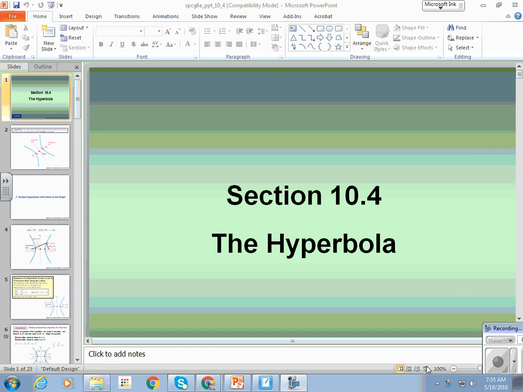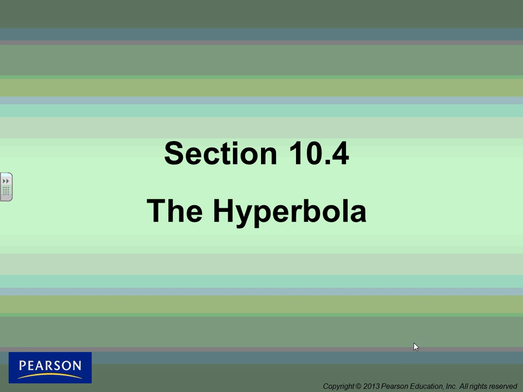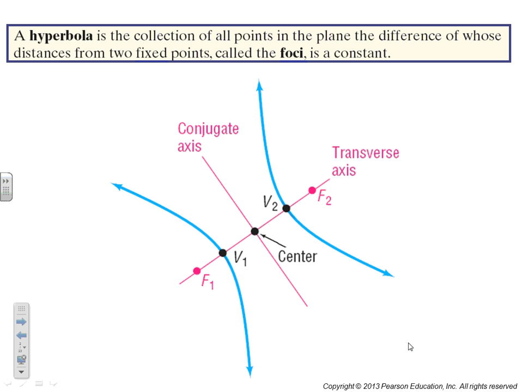Alright, so this is Chapter 10, Section 4, the Hyperbola. A hyperbola is a collection of all the points in a plane, the difference of whose distances from two fixed points called the foci is a constant.